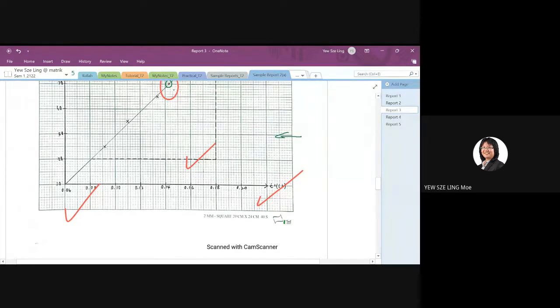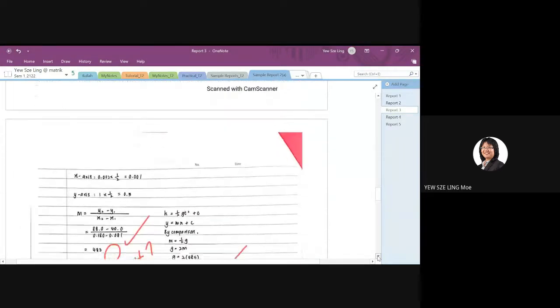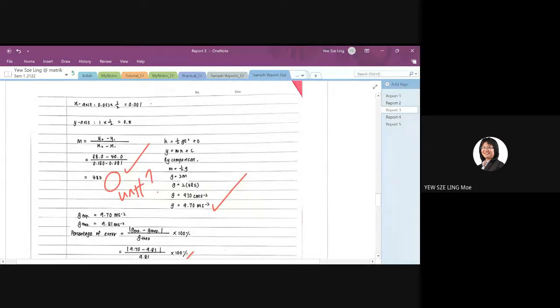Some of you snap the picture without axis. If without axis, how am I going to know whether it's correct or not? So make sure you snap it clear. Make sure your picture is clear. Now, actually, these two sentences you don't have to show. Don't need to show. This one is just for you to know how many decimal places to be used in your substitution.